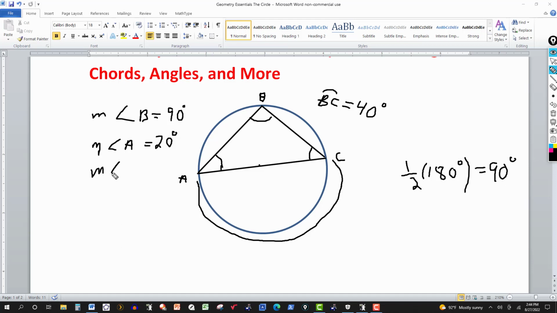Measure of angle C then, well now we have two of the three angles of the triangle. And of course, because B is right, the other two have to add up to 90, so we know that angle A and C are complementary. So if A is 20, C should be 70. And of course they all add up to 180.